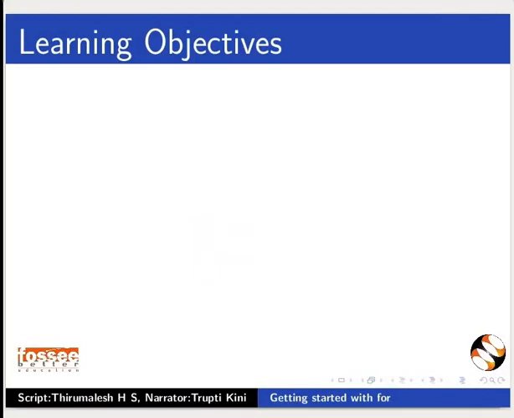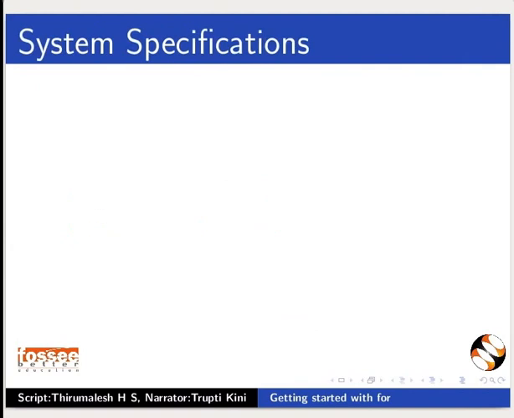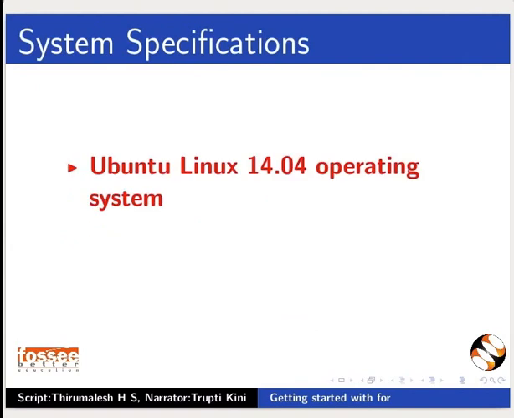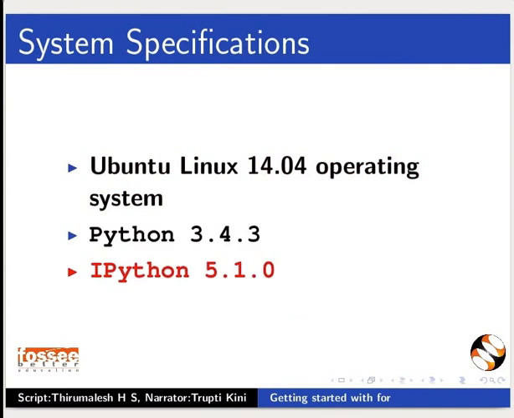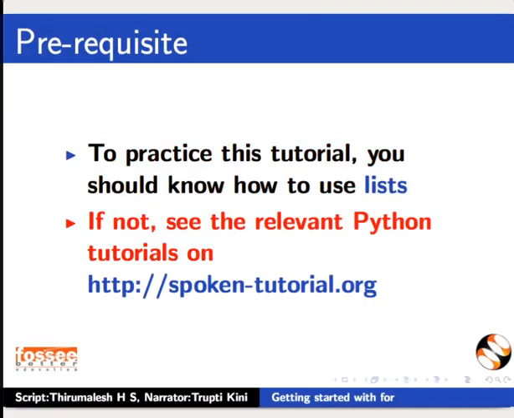At the end of this tutorial, you will be able to use the for loop and use the range function. To record this tutorial, I am using Ubuntu Linux 14.04 operating system, Python 3.4.3 and IPython 5.1.0. To practice this tutorial, you should know how to use lists. If not, see the relevant Python tutorials on this website.